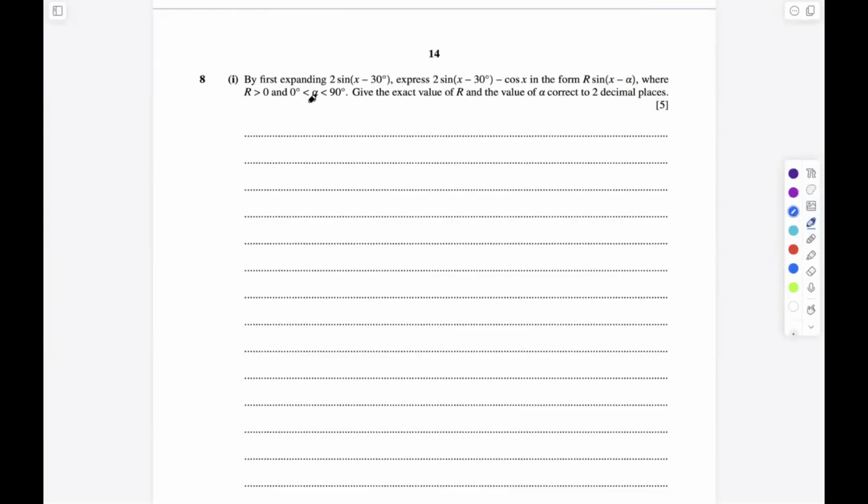In question 8, by first expanding 2 sine of x minus 30, we have to express 2 sine of x minus 30 minus cos x in the form r sine of x minus alpha. We know that sine of a minus b is, in short form, sine a cos b minus cos a sine b. In this case, we have sine of x minus 30, so this will become sine x cos 30 minus cos x sine 30.